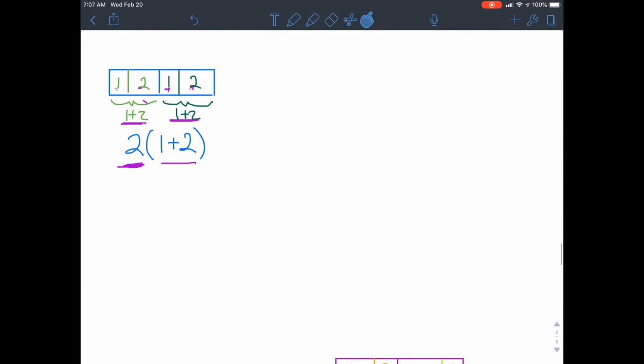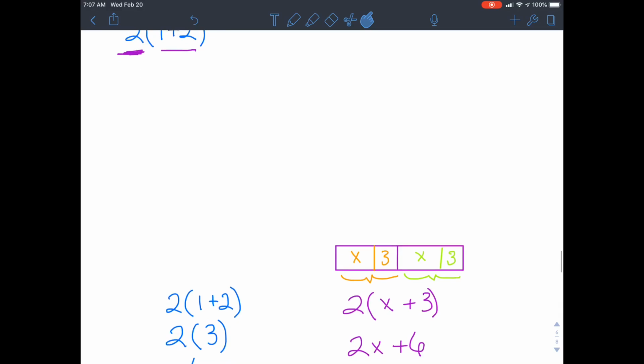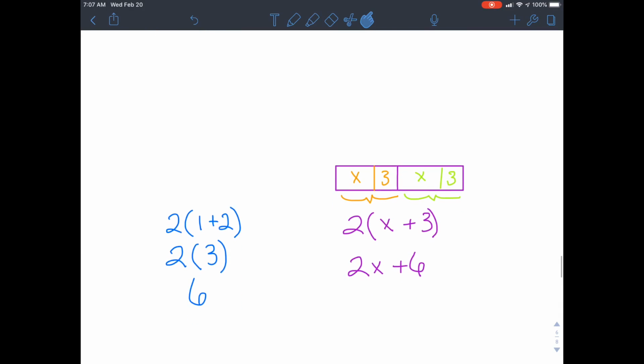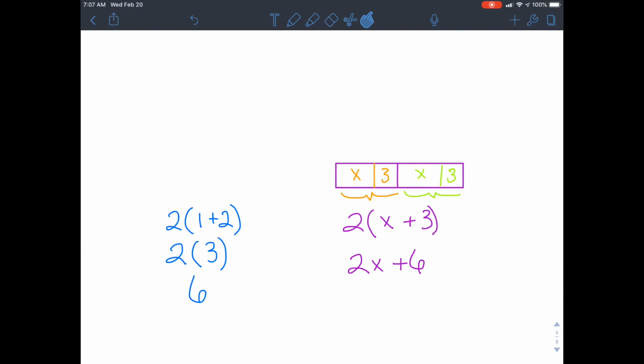Now, that makes a difference when we're talking about algebraic expressions. Over here on the left, we have our 2 times 1 plus 2. When we go to solve that, we of course do what's inside the parentheses first, that 1 plus 2. And 1 plus 2 equals 3. So now we have 2 times 3. Then if we solve that, we get 6.